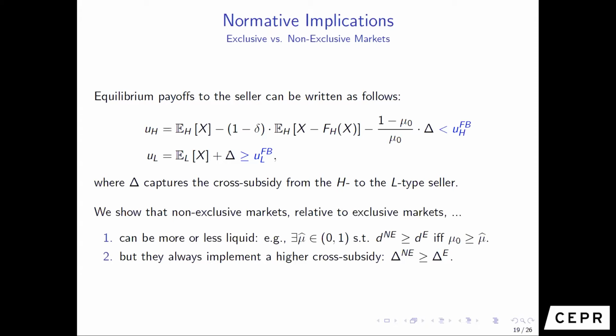What we show is that in any equilibrium in non-exclusive markets, relative to the equilibrium in exclusive markets, you could have more or less liquidity, meaning you could have more or less retention. For example, if we pick our star equilibrium, we know that if average quality is sufficiently high, there is more trade. The senior tranche of the non-exclusive markets is higher than the one in exclusive markets. So there could be more or less liquidity, but most importantly, non-exclusive markets always implement a higher cross subsidy. So when markets are non-exclusive, low types always get a higher rent.